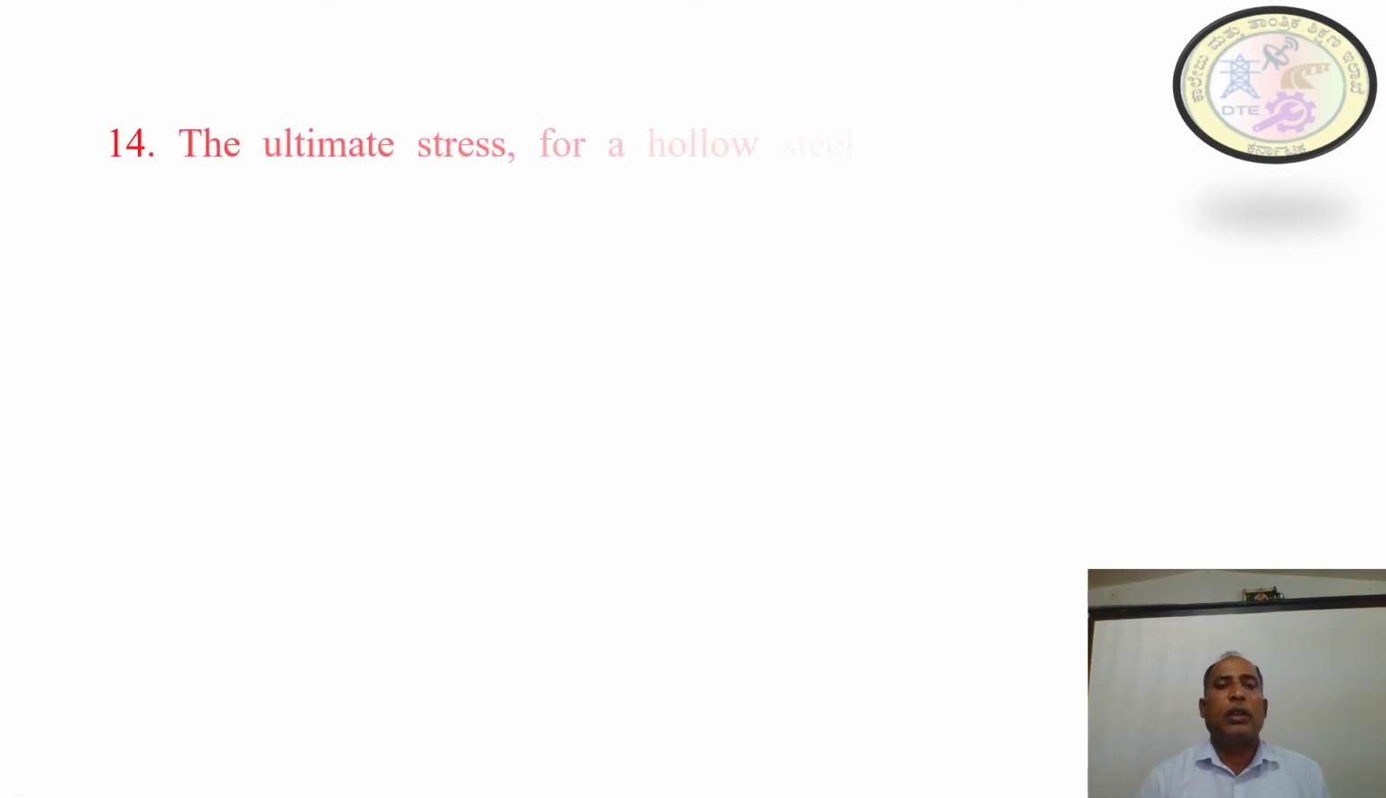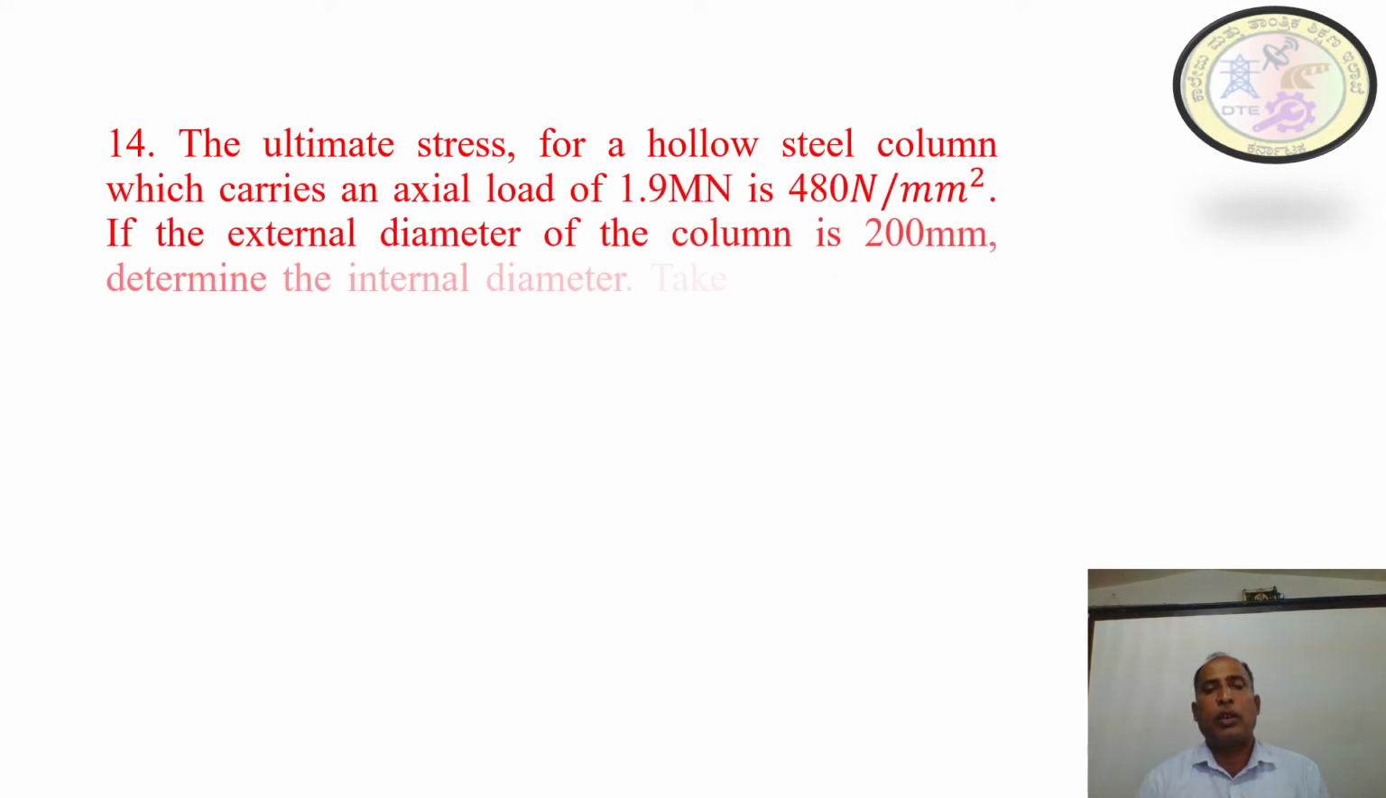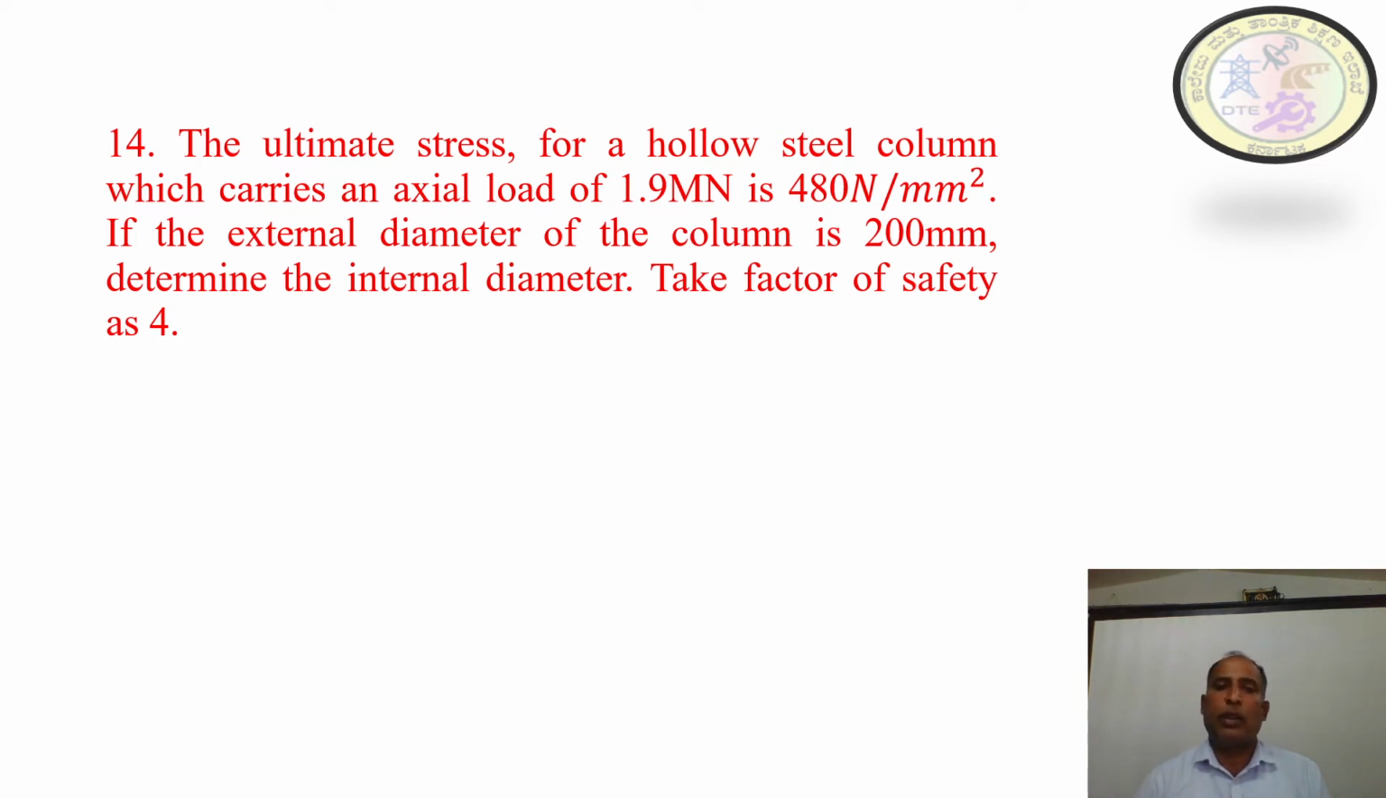Next problem. The ultimate stress for a hollow steel column which carries an axial load of 1.9 meganewton is 480 Newton per mm square. If the external diameter of the column is 200 mm, determine the internal diameter. Take factor of safety as 4. Once the ultimate stress is mentioned in the problem, or maximum stress is mentioned in the problem, then definitely a factor of safety will be given in the problem.